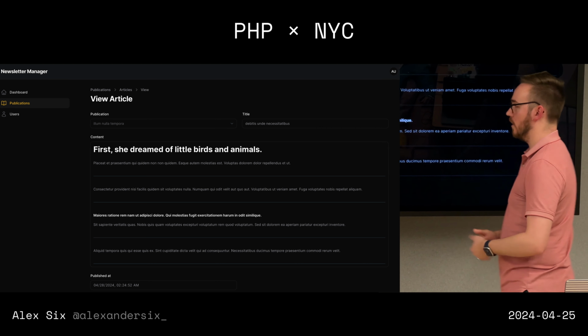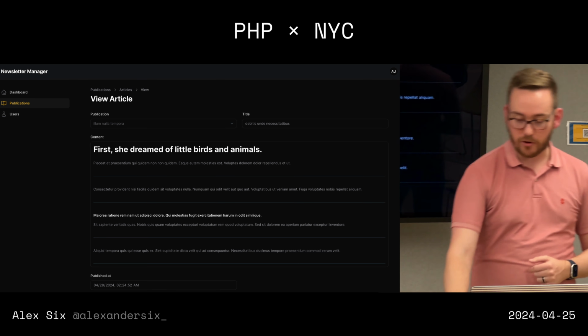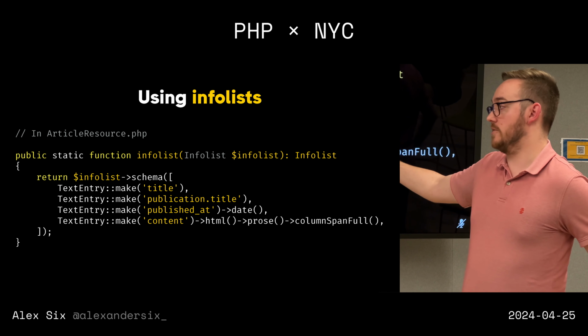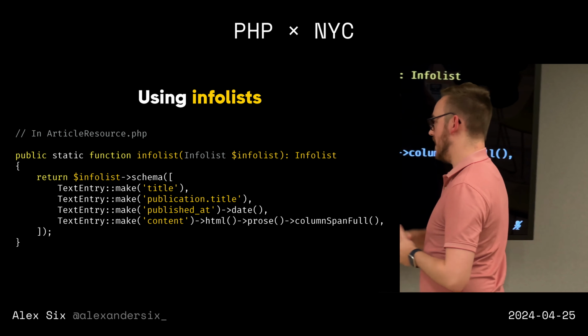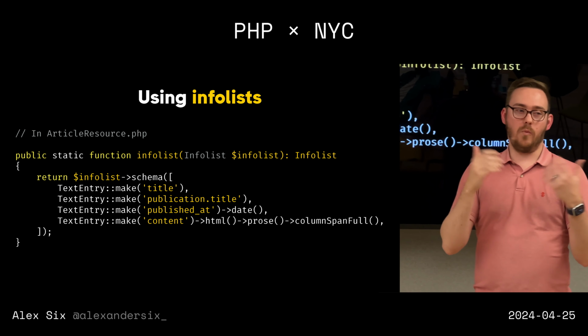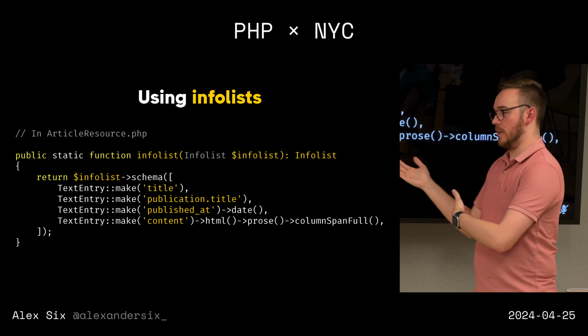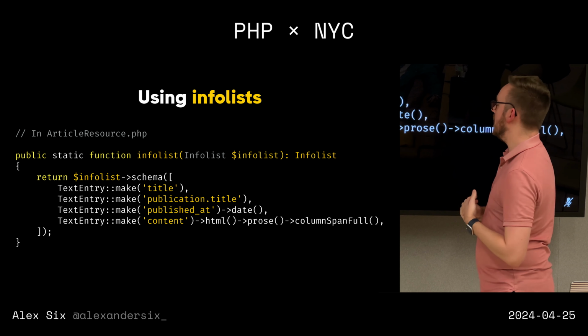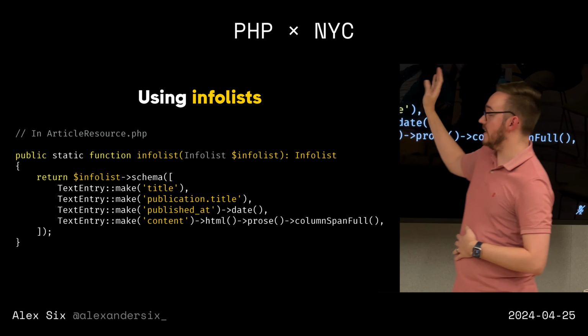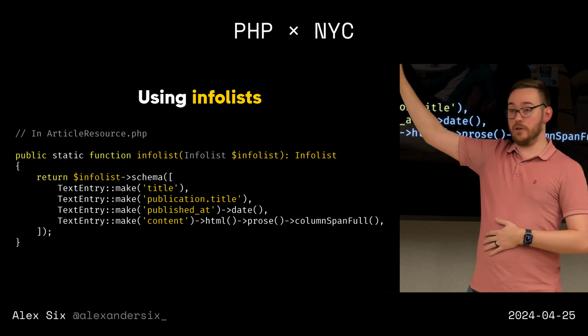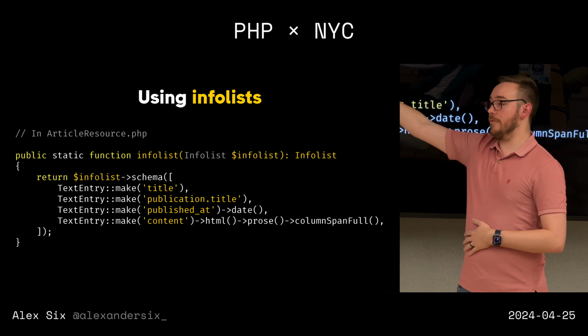It's fine. It works. But we can take it a step further with something called info list. So this leads into our info list package. It's just a way to make read-only data that doesn't look like a form field. It's just easier to show you. But all you have to do is, in the resource underneath your form and your table method, you make an info list method.